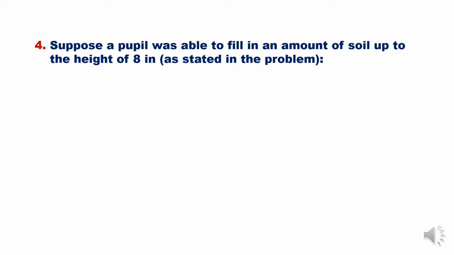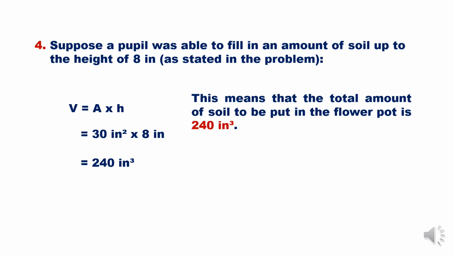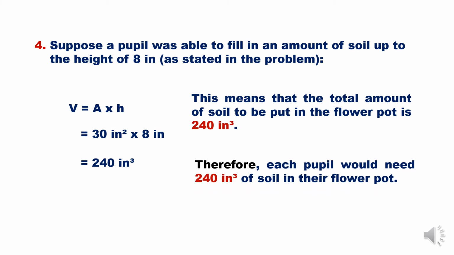Fourth, suppose a pupil was able to fill in an amount of soil up to the height of 8 inches as stated in the problem. Therefore, volume equals area times height. The area is 30 square inches times 8 inches, which is the height, equals 240 cubic inches. This means that the total amount of soil to be put in the flower pot is 240 cubic inches. Therefore, each pupil would need 240 cubic inches of soil in their flower pot.